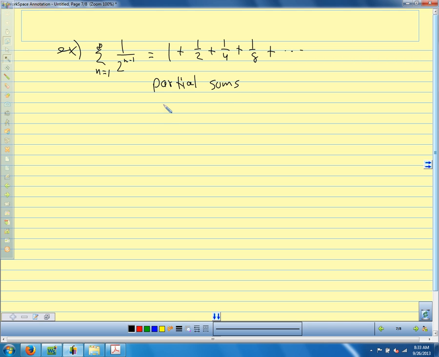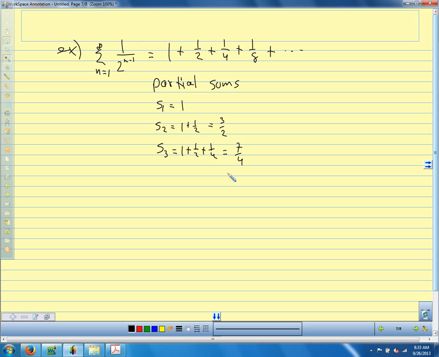So S sub 1 is 1. S sub 2 is 1 plus 1 half, or 3 halves. S sub 3 is 1 plus 1 half plus 1 fourth. And I add that all together and I get 7 fourths.